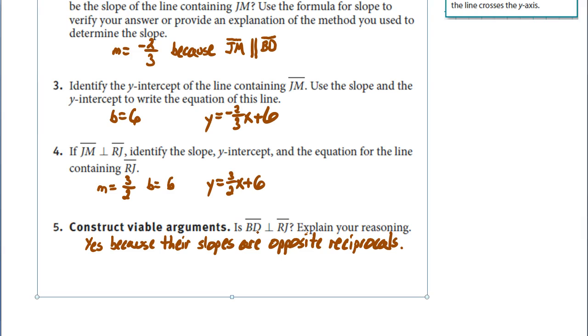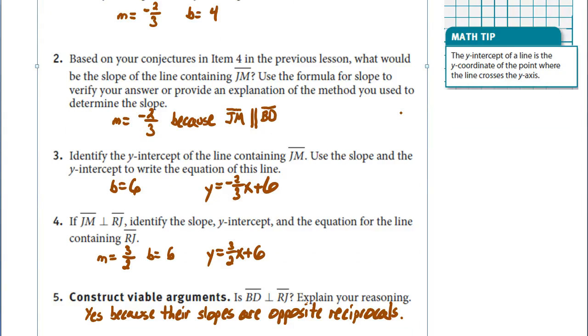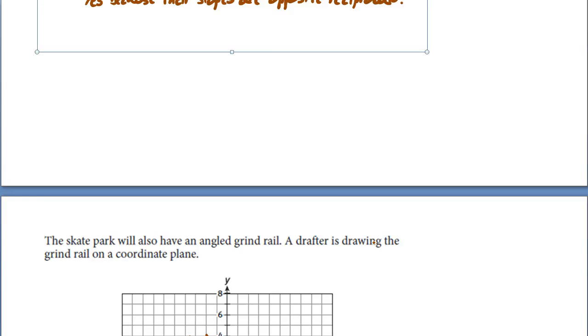Is segment BD perpendicular to segment RJ? Okay, so BD was this first one that I had highlighted in brown, and RJ was the last one. And if you extend RJ and you extend BD, would they create a 90-degree angle? I think the answer is yes, they are perpendicular. And my confirmation of that is by using their slopes. Negative 2/3 and 3/2 are opposite reciprocals.